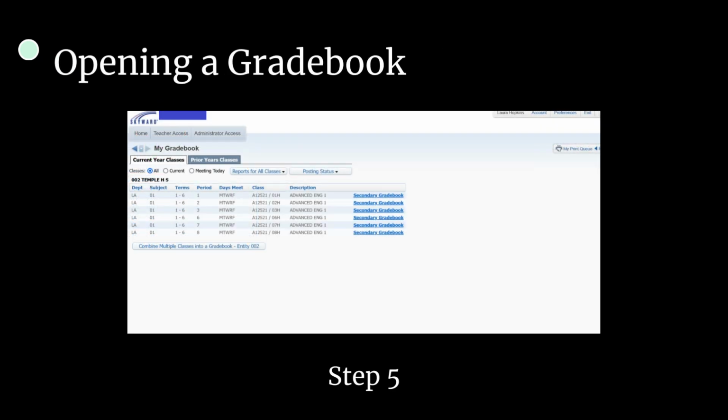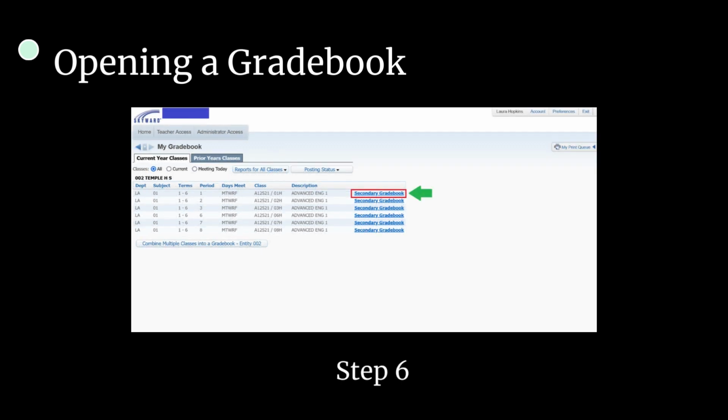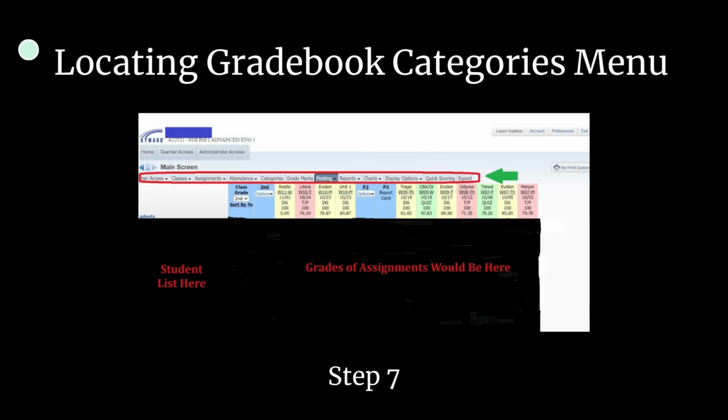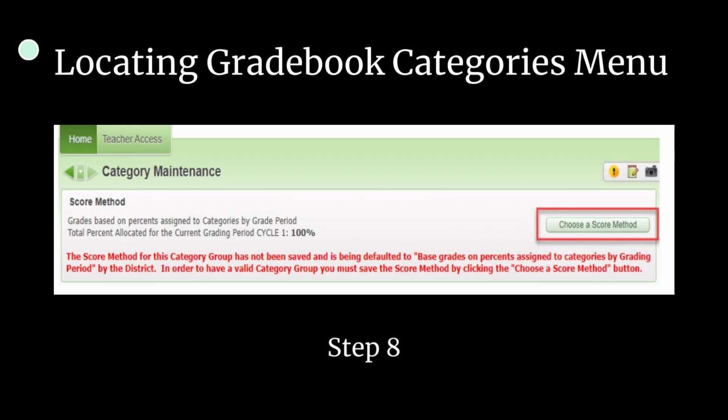After clicking on My Gradebook, step 5 is where you should see your current year classes that your school district has assigned to you for the school year. From this screen, go to step 6 and click on one of the gradebooks on the screen. In step 7, you should now see a list of your students' names to the left and an empty grading period to the right. At the top of the main screen of your gradebook, you should also see a bar full of different menus. From this bar, find the menu titled Categories, then click on it to open a new screen called Category Maintenance. In step 8, go to the right-hand side and click on the button labeled Choose a Score Method in this new screen.